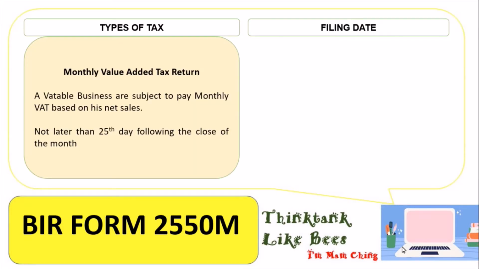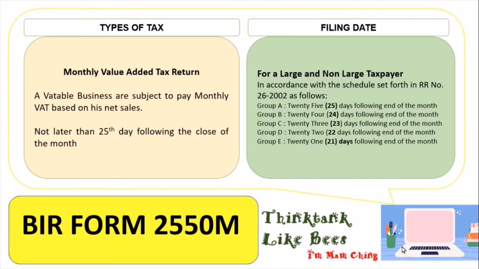When we say 2550M, it is the monthly value-added tax return. It is for a VATable business subject to pay monthly VAT based on its net sales. It should be paid not later than the 25th day following the close of the month. So we have the filing date. It is for a large and non-large taxpayer, in accordance with the schedule set forth in RR number 36/2002, as follows.